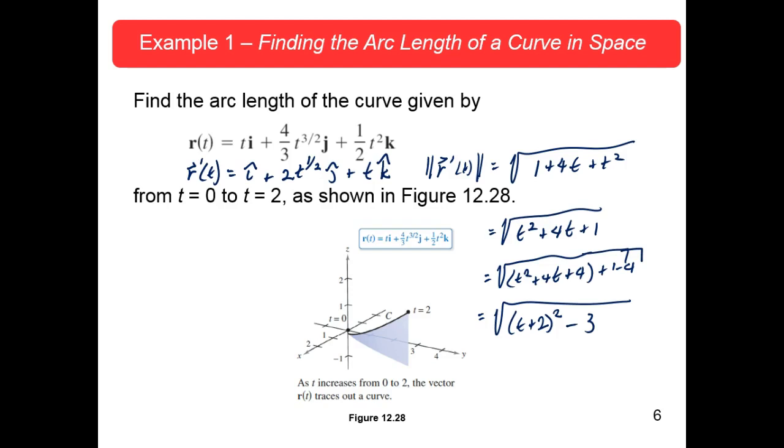It's the square root, and this is a definite integral, by the way. Let me go on. This is what's inside the integral. So let me go on and do the integral. It'll be the integral from 0 to 2 of the square root of (t plus 2) squared minus 3 dt.